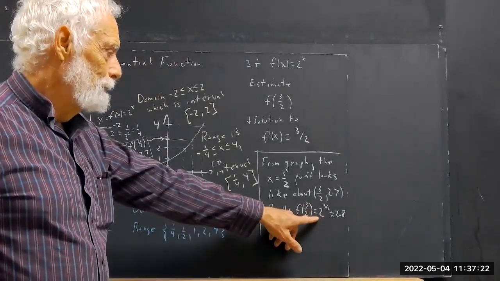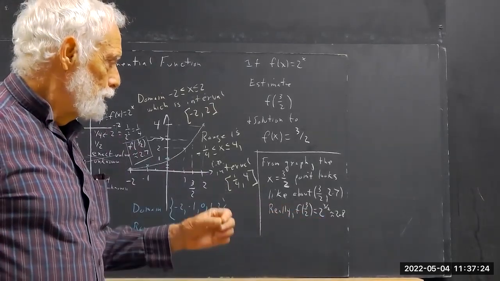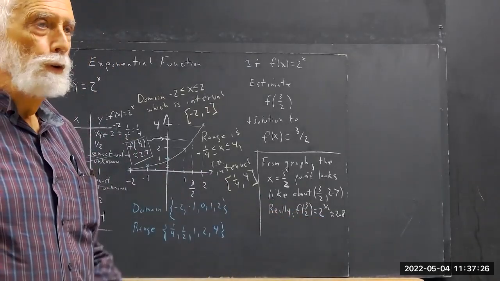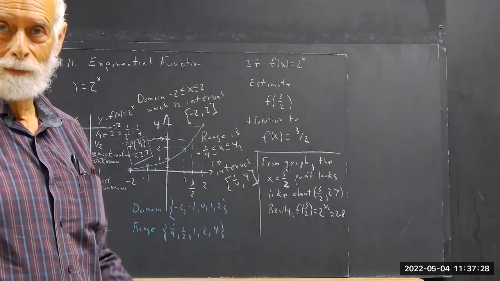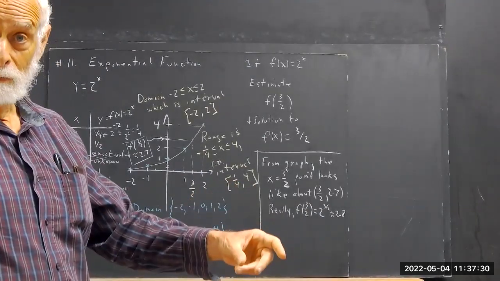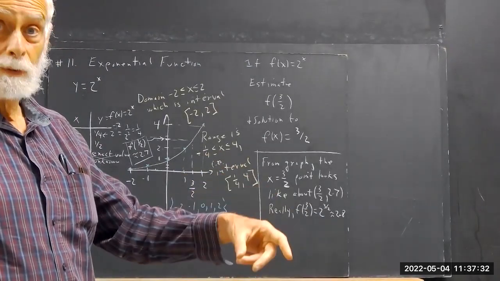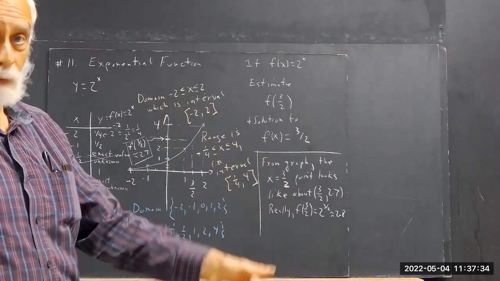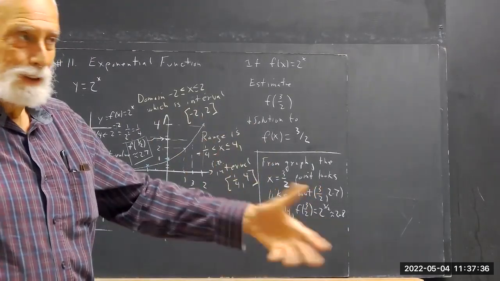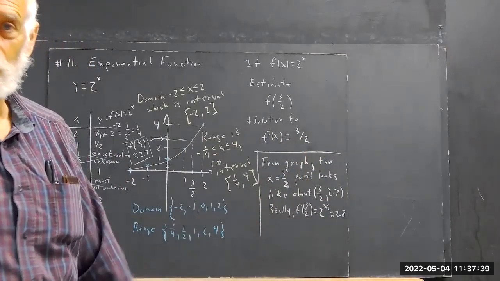And also, I'm using the rules of exponents. 2 to the 3/2 is 2 to the 1 plus 1/2, right? Which is 2 to the 1 times 2 to the 1/2, which is 2 times the square root of 2. So that's how I get the 2 times 1.414.